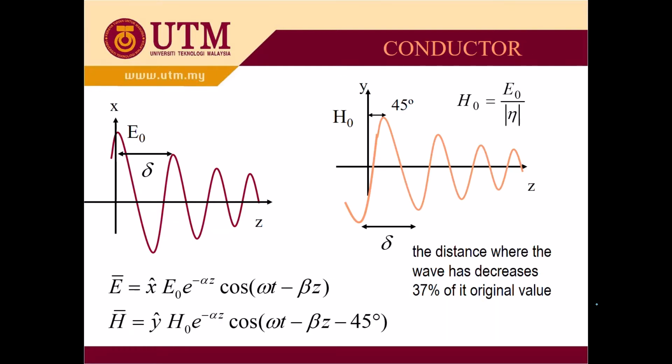When we observe the graph of the electric field and magnetic field, we can see that there is a phase difference of 45 degrees between both fields, where the magnetic field lags 45 degrees behind the electric field. So in terms of the equations, this is the general equation for the electric field.